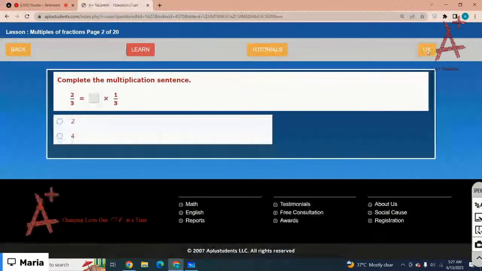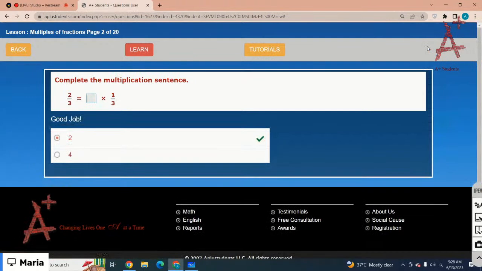Okay, the next one is 2 by 3 equals the missing number times 1 over 3. Again, you have to find a number that when multiplied by 1 makes 2. So which number times 1 by 3 equals 2 by 3? Which is the correct option? Yes, 2 times 1 is 2. So 2 times 1 by 3 is 2 over 3. The missing number is 2. Got it? 1 by 3 is actually a unit fraction. So 1 times 2 makes 2. So it would be 2 over 3.